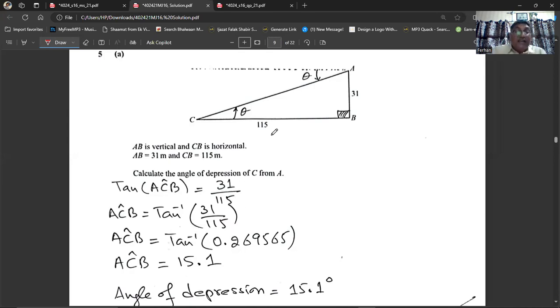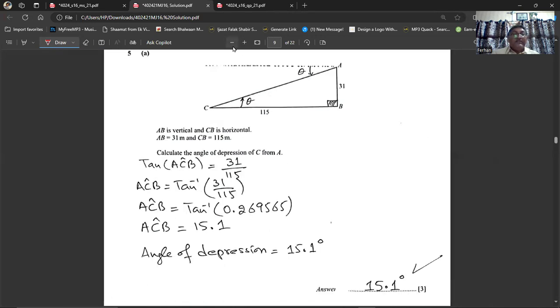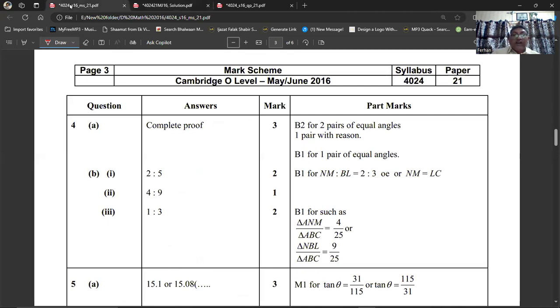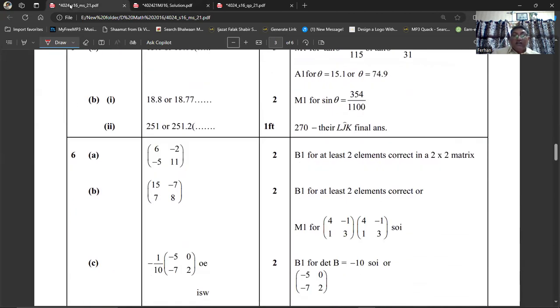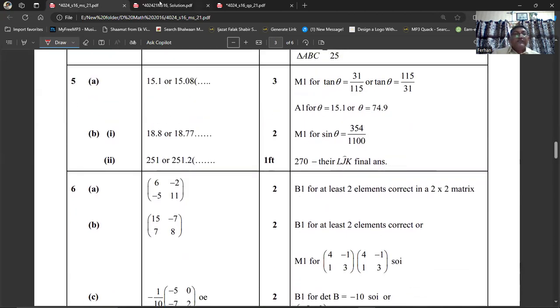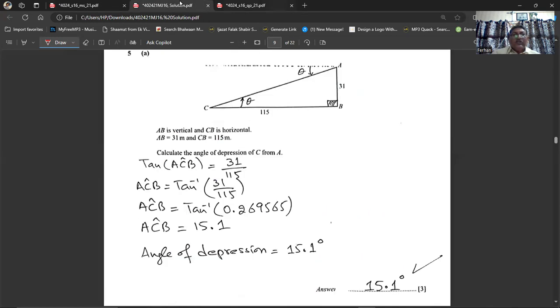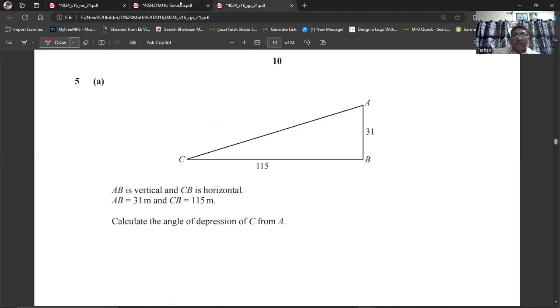So this angle, which is the angle of elevation, is 15.1. The same will be the angle of depression here. So it will be 15.1. So the angle of depression is 15.1. Question number 5, 15.1 is the right answer, sir. This is question number 5 and its A part.